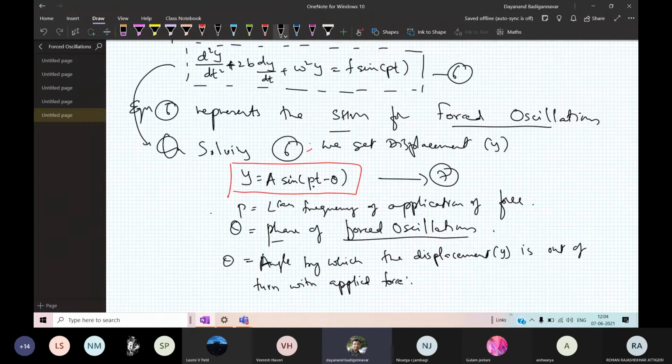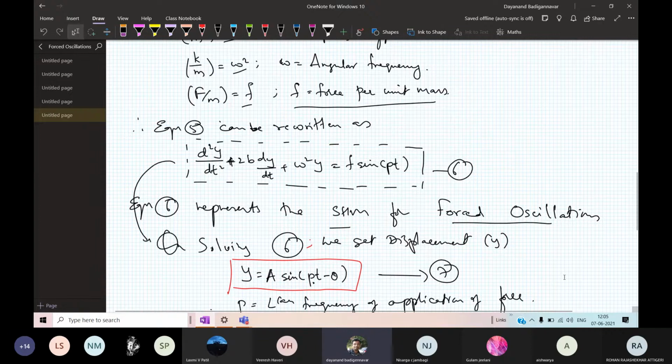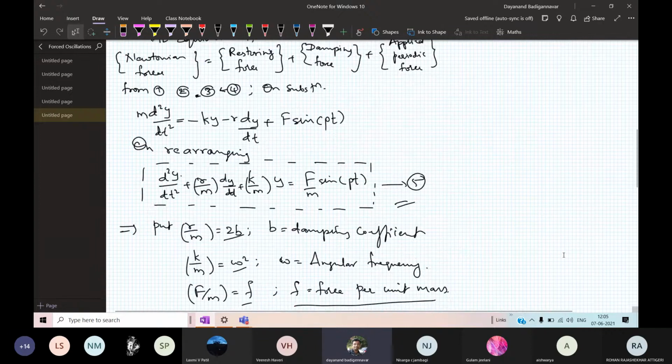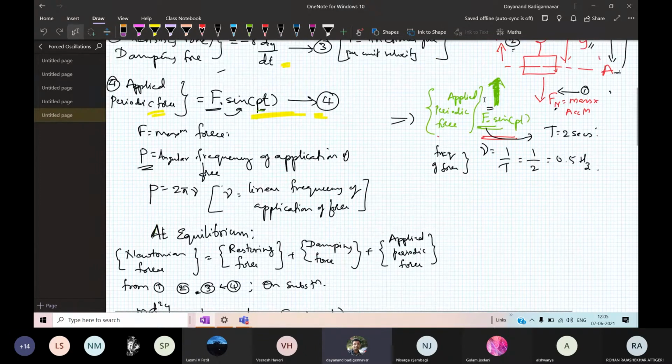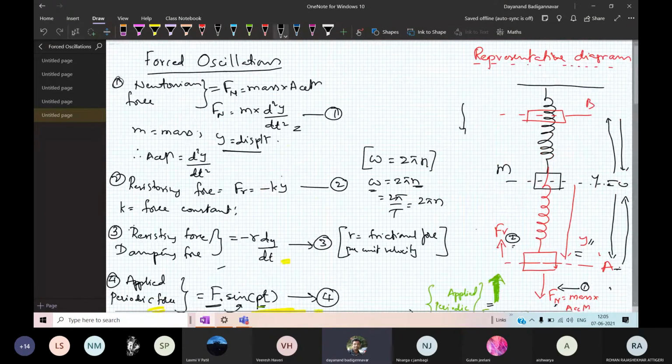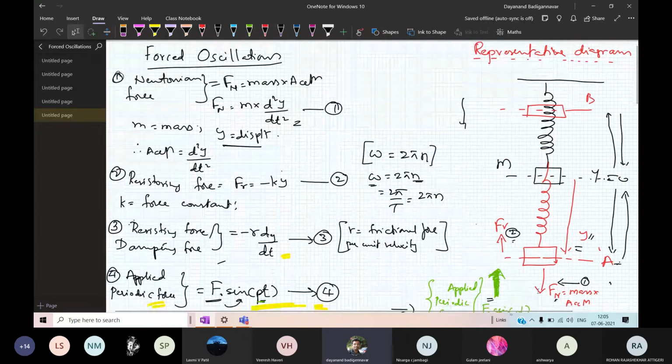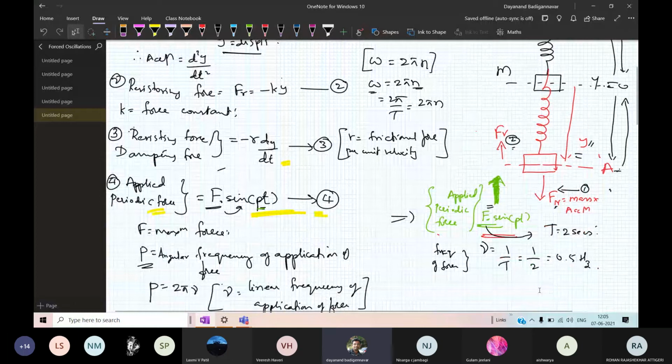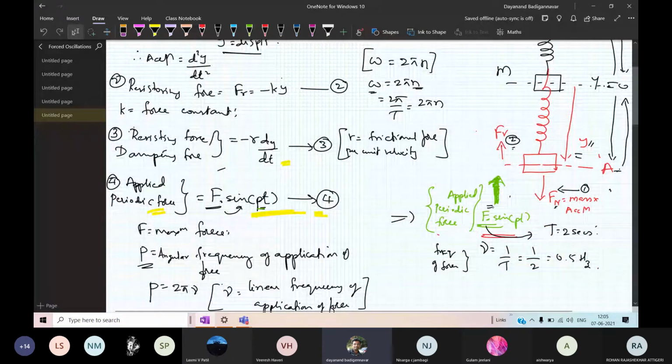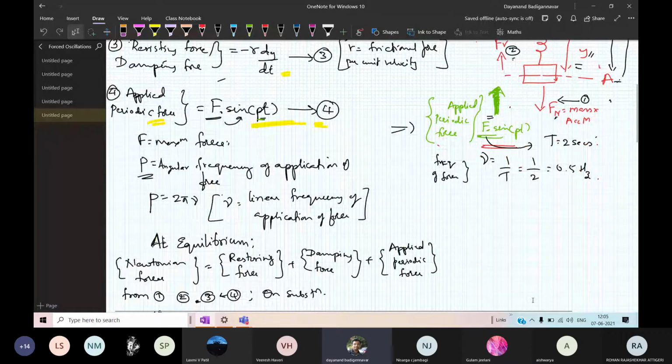Once you apply the force, the displacement should also take place because of the application of the force. Look at this. You are applying the force. This is the direction of the force. As the force is applied, there is a displacement y. This is the displacement, small y. So how is this y in relation to the applied force? Is it in phase? Is it lagging? Is it leading? That is known as theta, the phase of the forced oscillation.